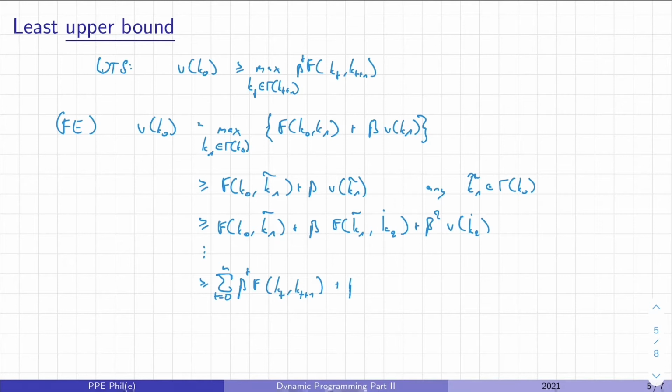plus beta to the power n plus 1 of V of k t plus n, excuse me, k n plus 1. Well, this looks like we're almost done, right?